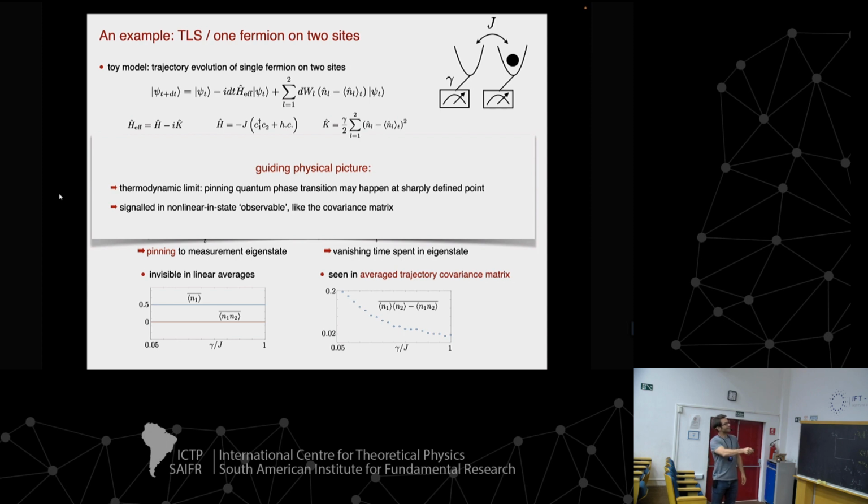Okay, and this will be signaled in observables, quote unquote, that are like this covariance matrix or something like this, if we go from N1, N2 and I and J to many sides.